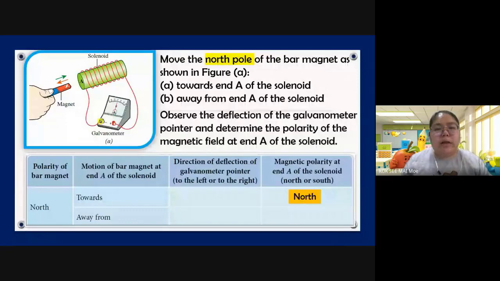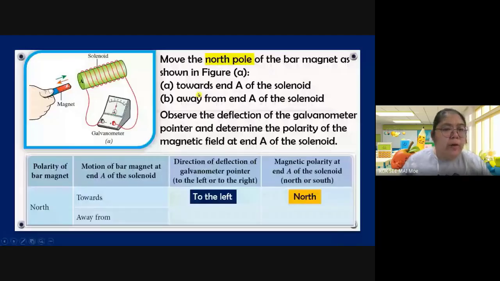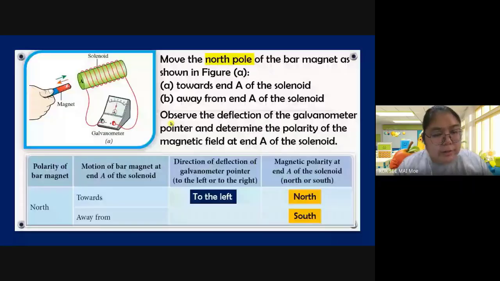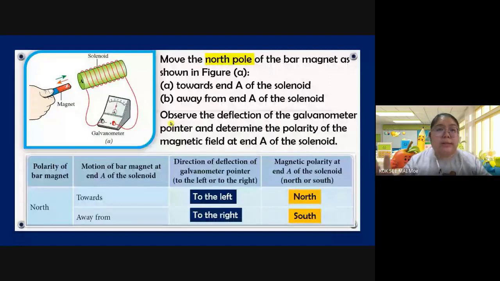Okay, second one, that means moving away. Now the north pole is moving away from A. That means A will produce a force that doesn't let you go. Don't let you go means A will become south. It will attract the north pole back. So after that, the current also changes to the opposite direction. Where the current is in the opposite direction, the deflection is also in the opposite direction. It will go to the right-hand side. This one is just Lenz's law. Never mention Fleming.